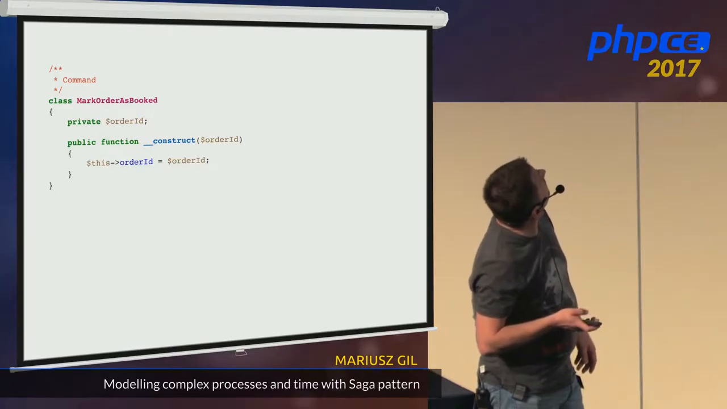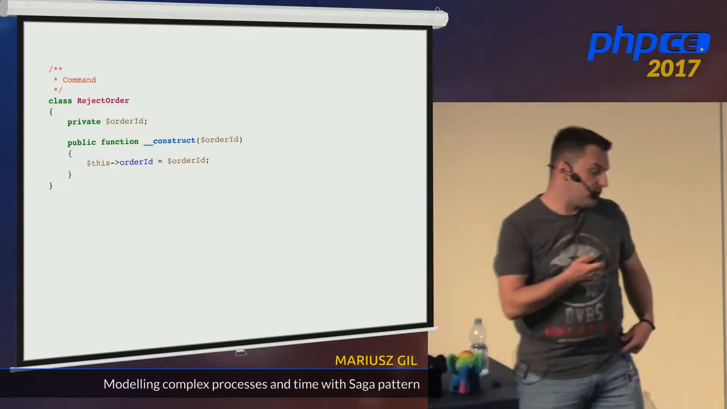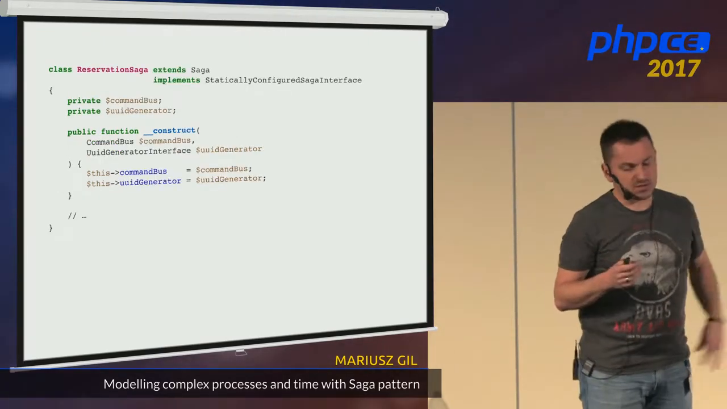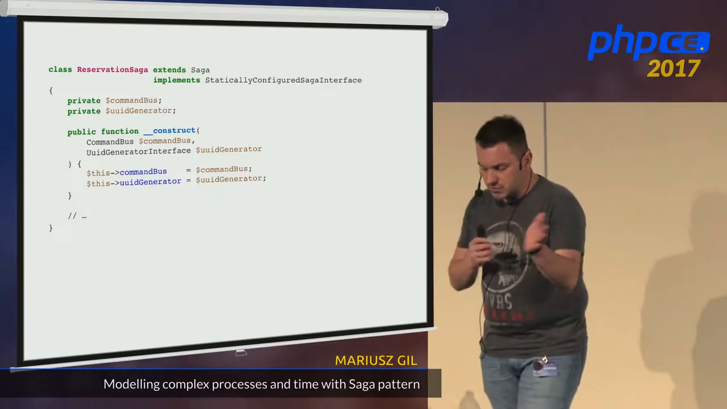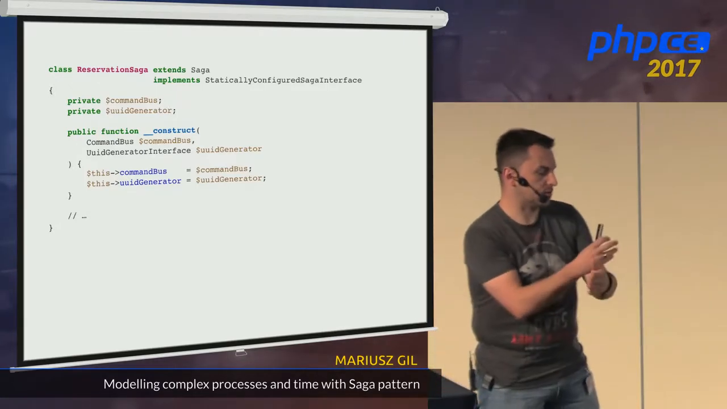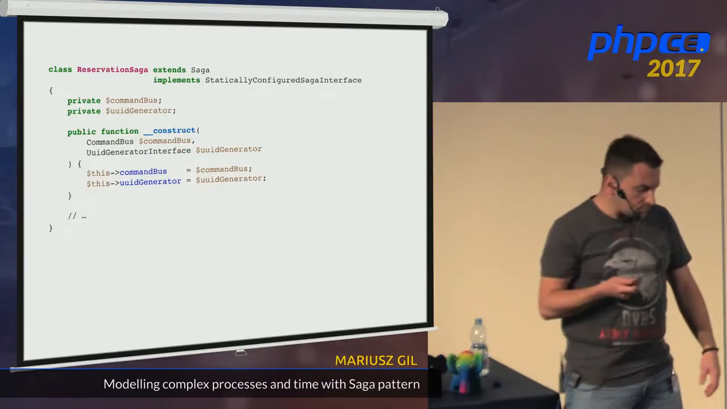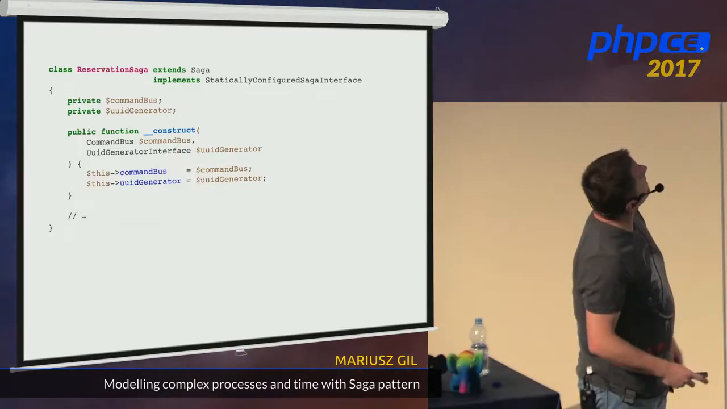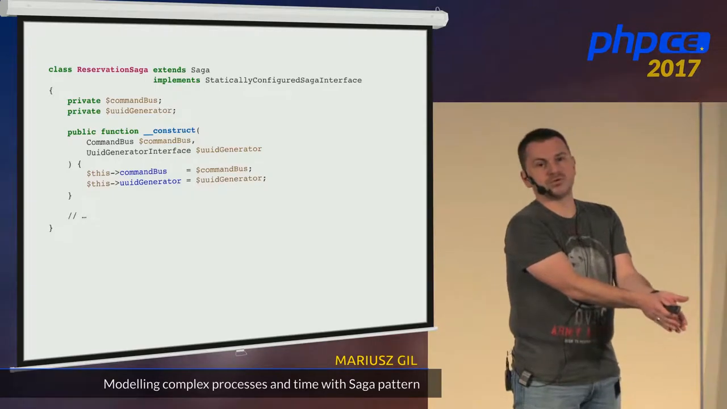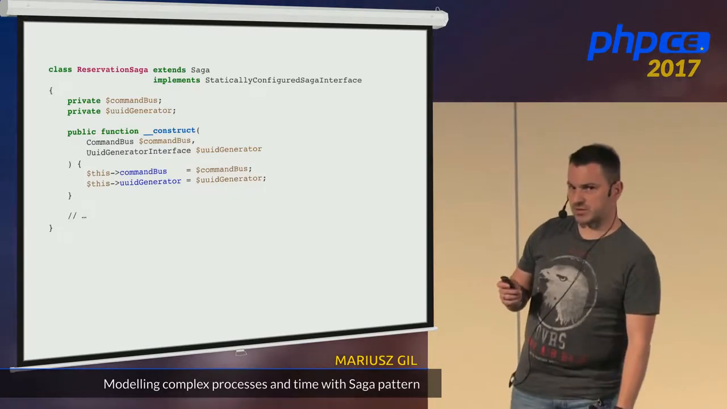Okay, so we've got also a command which is reject order. And finally, we've got the reservation saga. So as you see, there are a bunch of possibilities. Of course, this example is a little bit limited, but you see that you've got some alternative flows. If something happened, you should perform this way, or depending on the context. And in this example, the reservation saga has access to the command bus. Command bus is a place where your application may put some commands to handle. Just put this command and someone will be responsible for executing it.